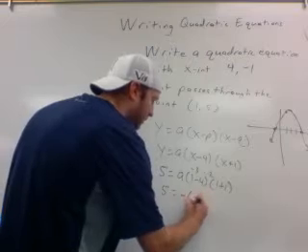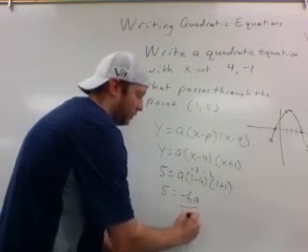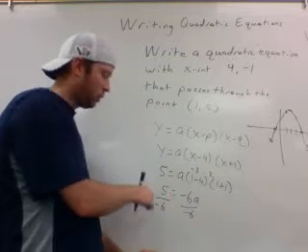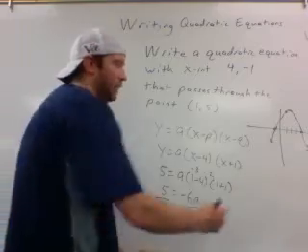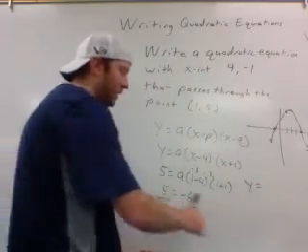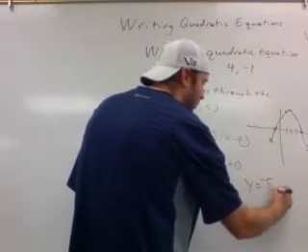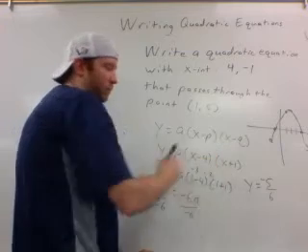So I get negative 6a. To solve for a, divide by negative 6. So a is negative 5/6. All right, so I end up with the answer y equals negative 5/6, x minus 4, x plus 1.